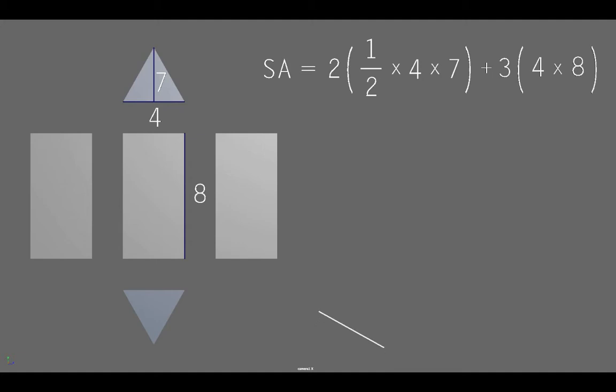The 2 and the 1/2 cancel out. 4 times 7 is 28. 4 times 8 is 32. Still multiplying that by 3 and adding them together. 3 times 32 gives us 96, plus 28 gives us our total surface area of 124.